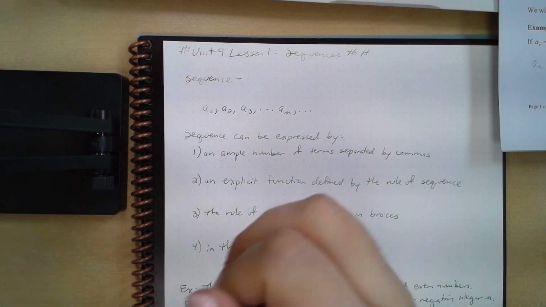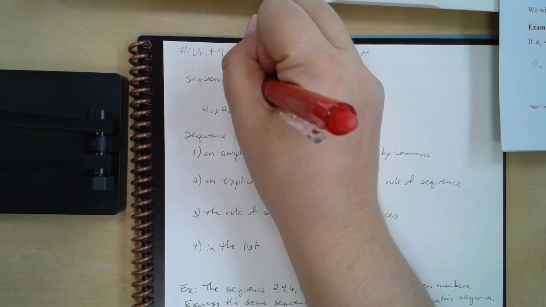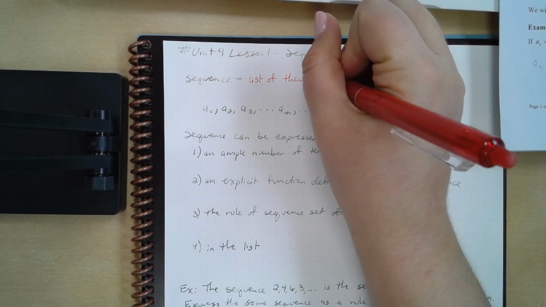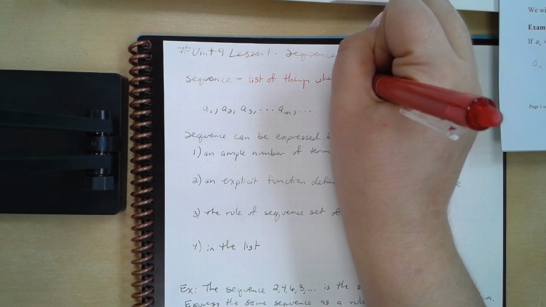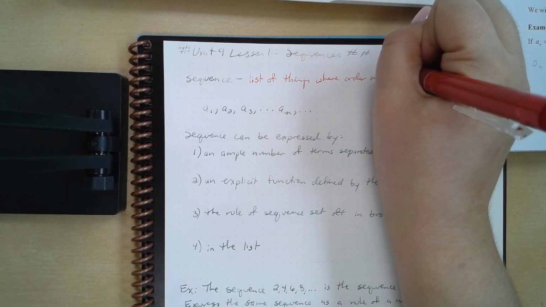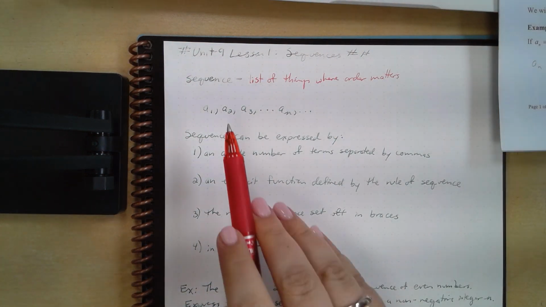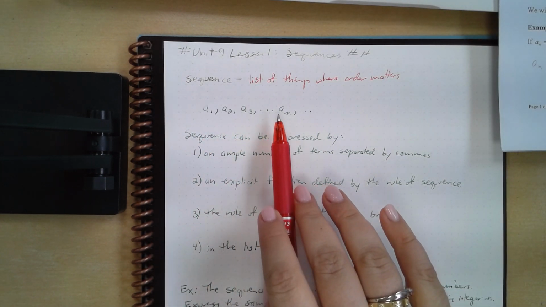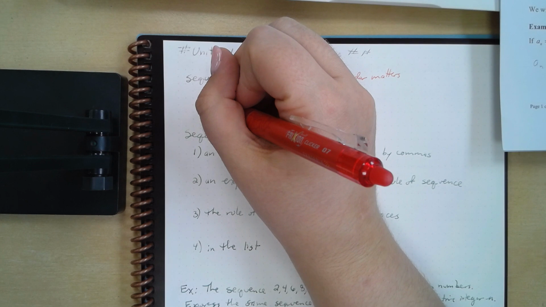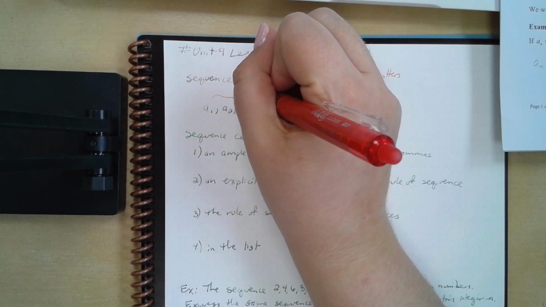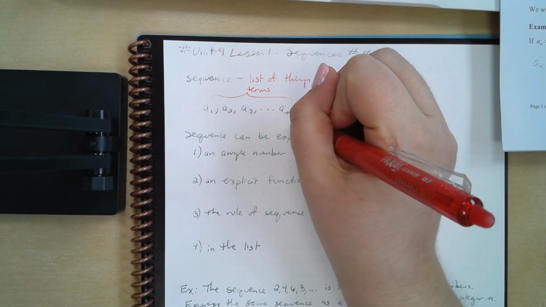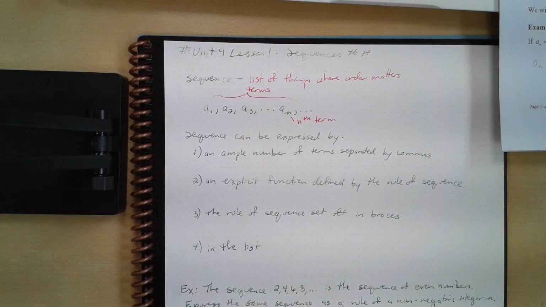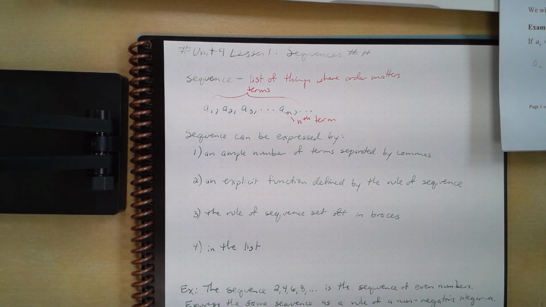Well, a sequence is just a list of things where the order matters. So if we have a mathematical sequence, it's going to be written like a sub 1, a sub 2, a sub 3, to a sub n, and these are called the terms. And a sub n is called the nth term.